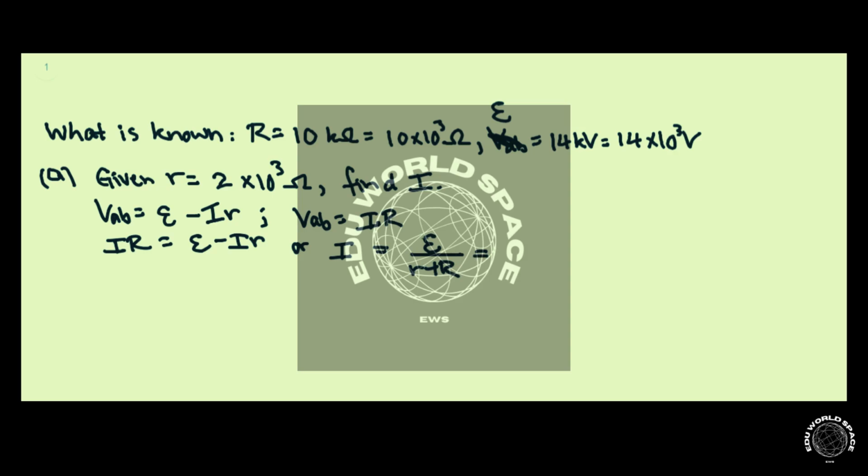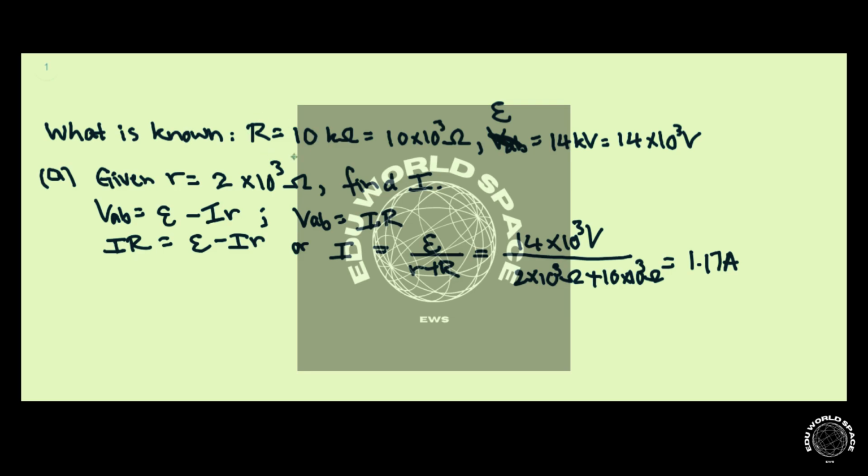And these are numbers that we have here. So we have 14 times 10 to the 3 volts over 2 times 10 to the 3 ohms plus 10 times 10 to the 3 ohms. And this gives a current of 1.17 amperes.